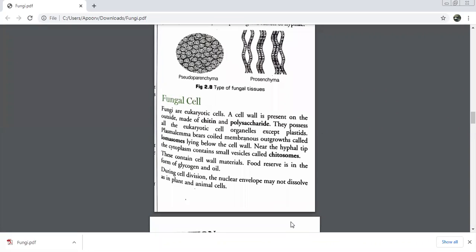So there are three main things in this. First is the cell wall of fungus. It is made up of two things. What are they? Chitin and polysaccharides. Only one child is answering.